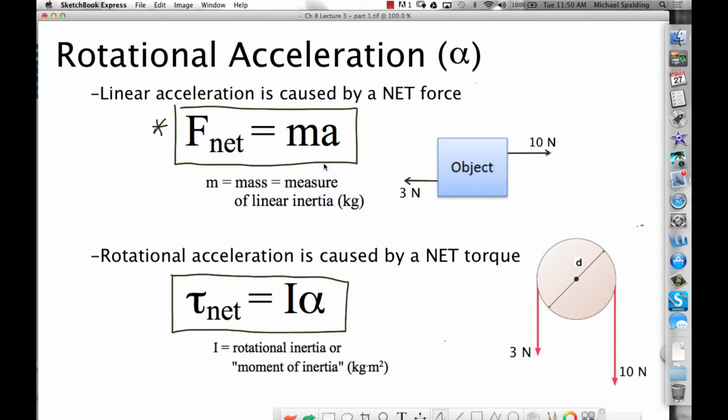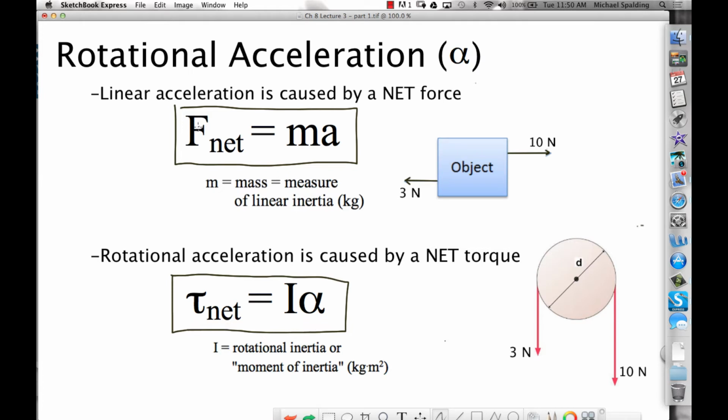Now, what if the situation you're dealing with is not a linear situation? Like say you're looking at a wheel, like that wheel I have on that stand right there. What if you have a situation where a net torque is applied? If you have a net torque, what is a net torque going to cause? An angular acceleration.